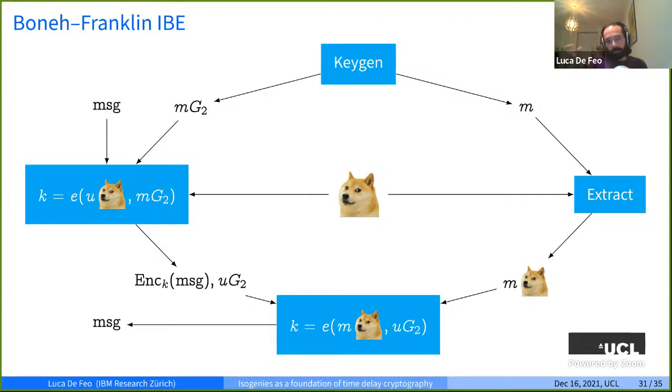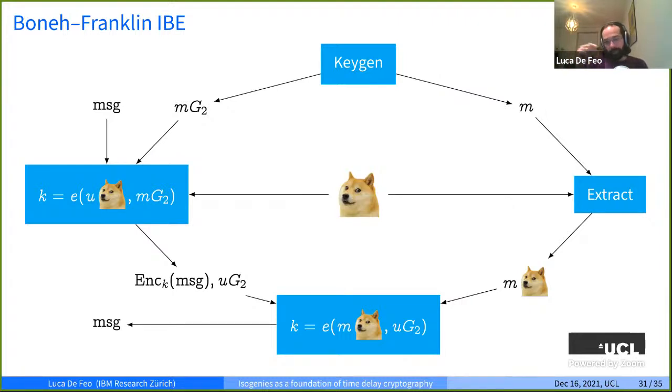And now what you're going to do is encrypt by using a pairing to derive a symmetric key. The symmetric key will be derived by putting both the public key, m times G2, and the identity masked by a secret scalar u inside a pairing. Now k, the output of this pairing of u times the identity and the public key, will be the encryption key you use to encrypt the message. And then you will publish, along with the message, a masking of u as u times this generator G2.